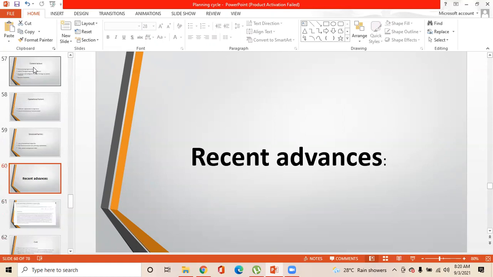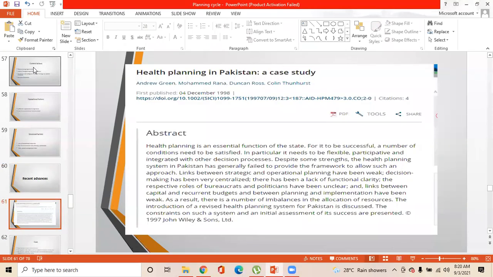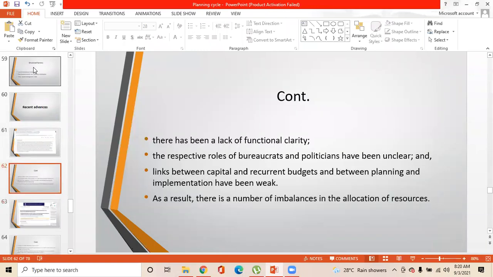Now coming towards the recent advances, this is an article that shows health planning in Pakistan. It's a case study. It shows that there has been a lack of functional clarity in the planning cycles. The respective roles for bureaucrats and politicians have been unclear, and links between capital and recurrent budgets and between planning and implementation have been weak. As a result, there are a number of imbalances in the allocation of resources.